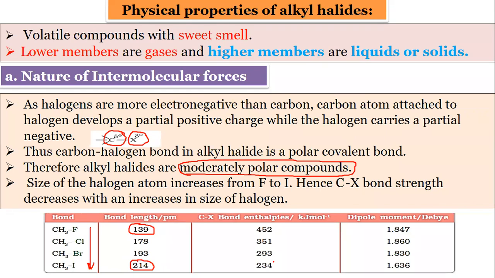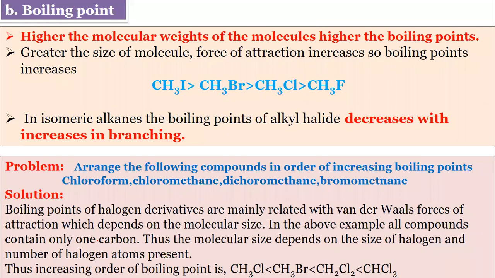We can see the amount of energy required is very less here, 234 kilojoule per mole. This is the unit of bond enthalpy. Remember this unit, kilojoule per mole. So this much energy is required to break this bond, meaning lower energy is required. And if you consider the CH3F bond, the energy is 452 kilojoule per mole, meaning this bond is very strong and the other bond is very weak. So this is about the nature of intermolecular forces. Okay. Then the next one is boiling point.